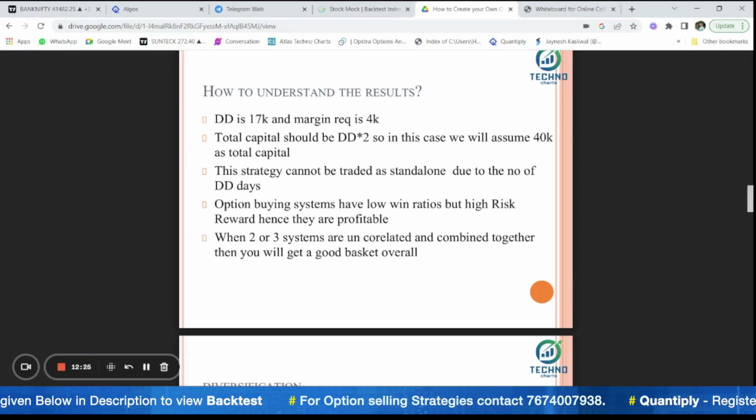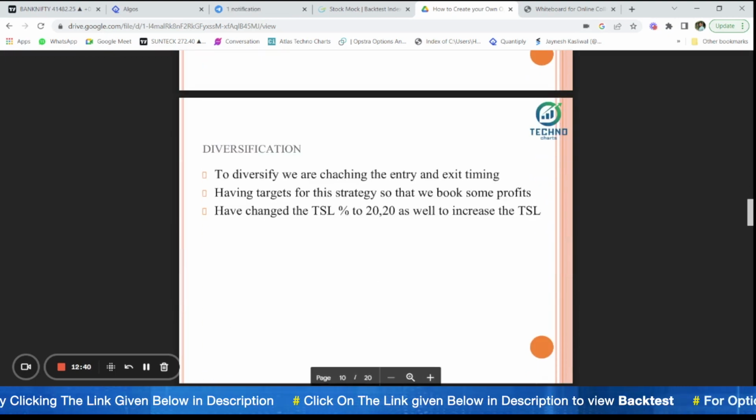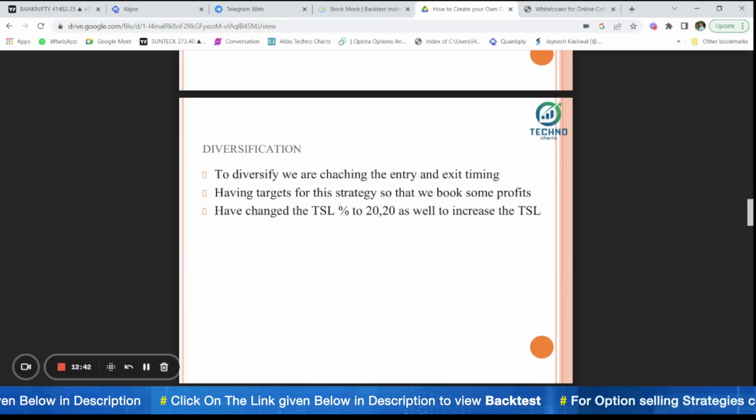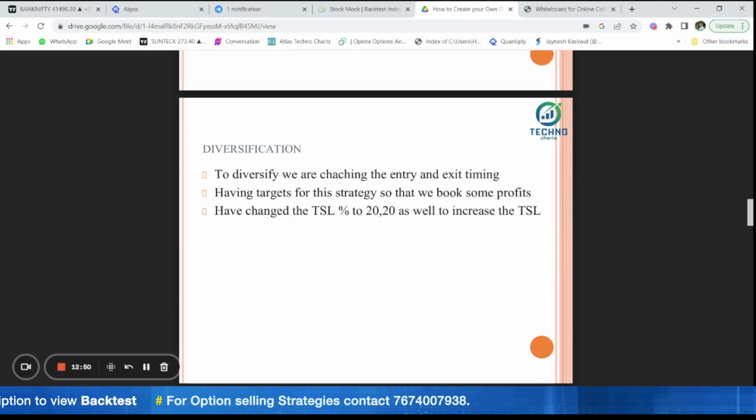Option buying systems have low win ratios but a high risk to reward ratio, as I've already mentioned. So when two or three uncorrelated systems are combined together, then probably the overall basket or your returns would smoothen out, and that is where we are going to get an edge, right? So how do we diversify? For diversification, we are changing the entry and exit timings for the different strategy. We would add strategy targets so that we are able to book profits in case of reversal, or at least we are going to take something home, right?